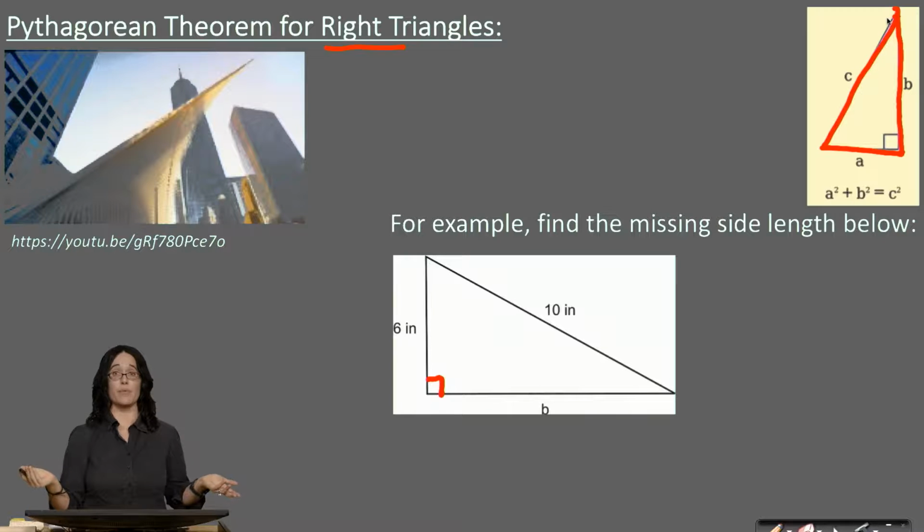We could find its perimeter. We just talked about that, right? A plus B plus C, done. We could calculate its area.